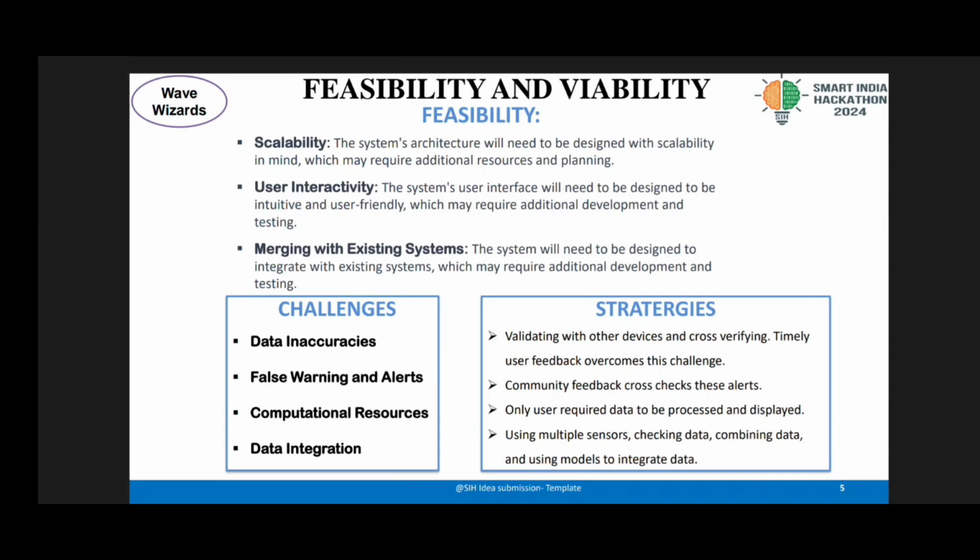Now, feasibility and viability, starting with scalability. As the system grows and covers more area, it needs to be able to handle the increased workload without slowing down. This might require more powerful computers or better software design.